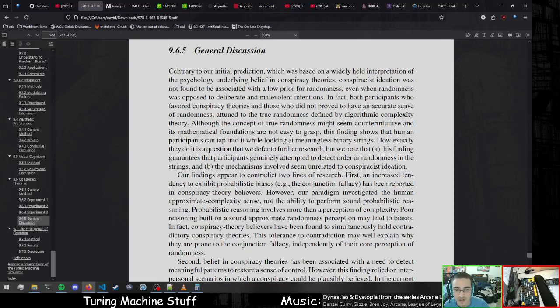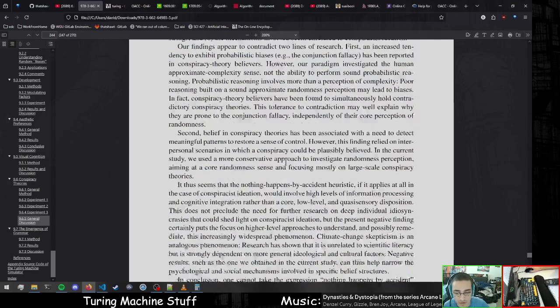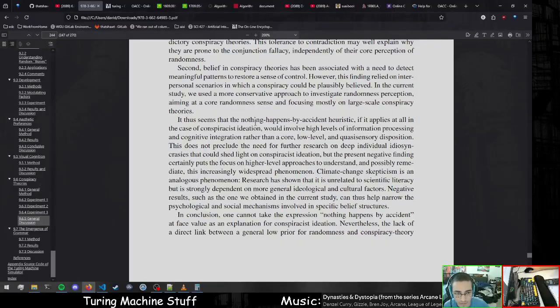Contrary to our initial prediction, it was not found to be associated with low prior for randomness, even when randomness was opposed to deliberate and malevolent intentions. So what? That the nothing happens by accident heuristic, if it applies at all, would involve high levels of information processing and cognitive integration rather than a core low level and quasi-sensory disposition. Cool.